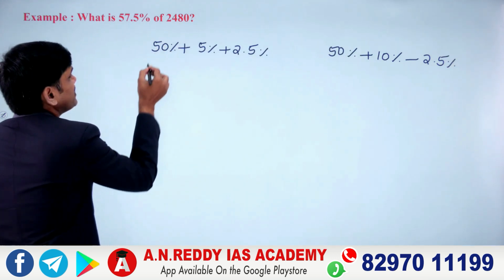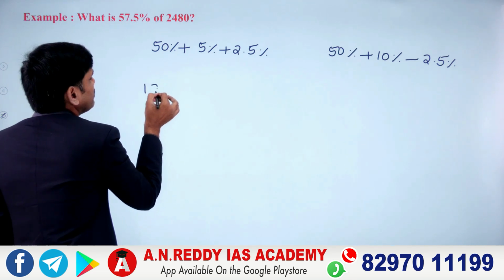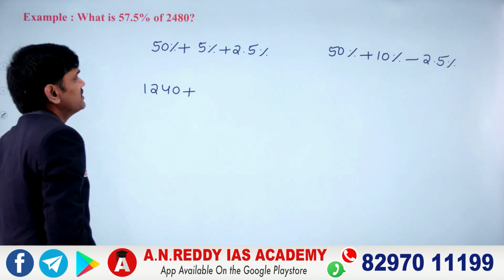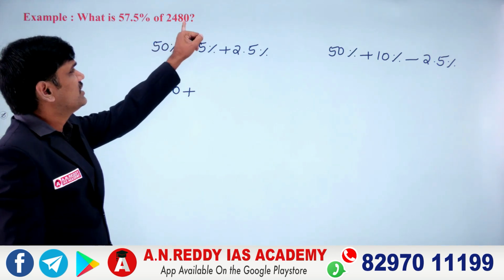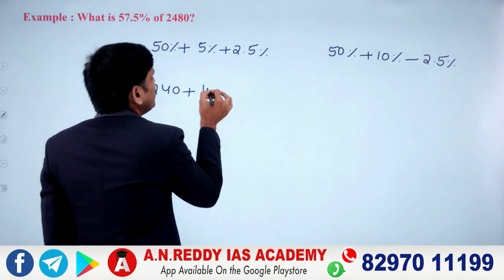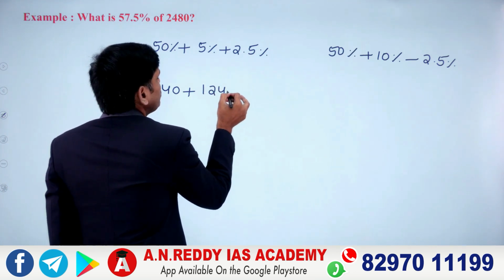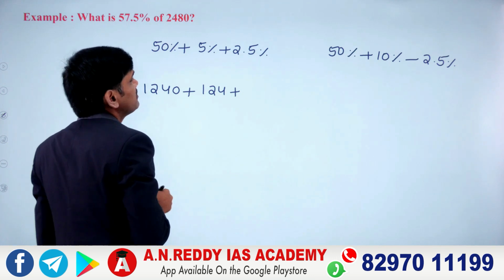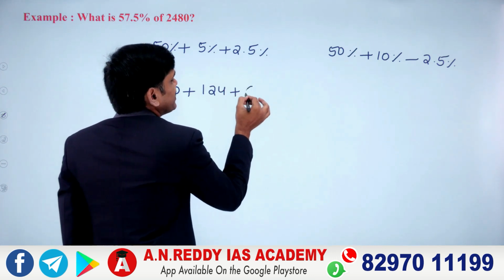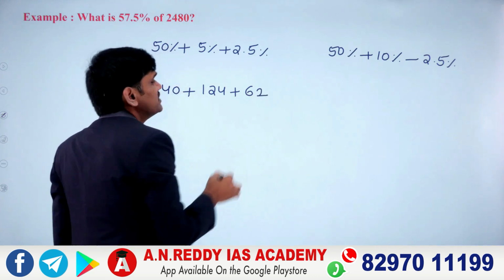So 50% of that number is nothing but 1240, plus 5%. 10% of that number is nothing but 248. 5% is nothing but 124, plus 2.5% is half of this. That's why I can take half of 124, which is 62.